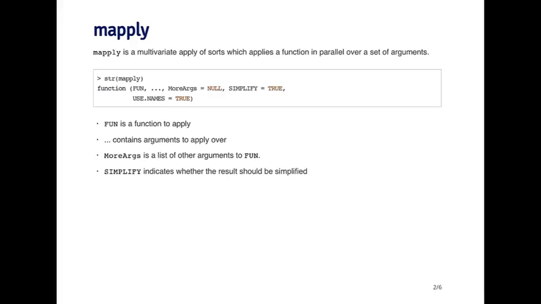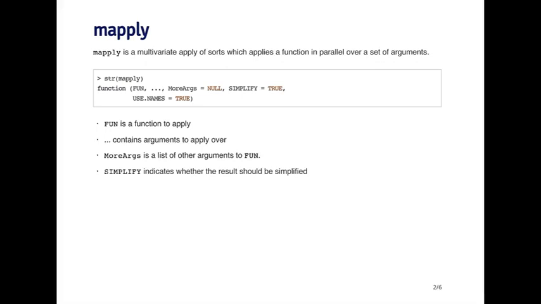mapply is a loop function that is a multivariate version of the lapply and sapply functions that you've seen previously. The idea is that it applies a function in parallel over a set of different arguments. One thing we've noticed about the previous functions, lapply, sapply, tapply, is that they only apply a function over the elements of a single object.